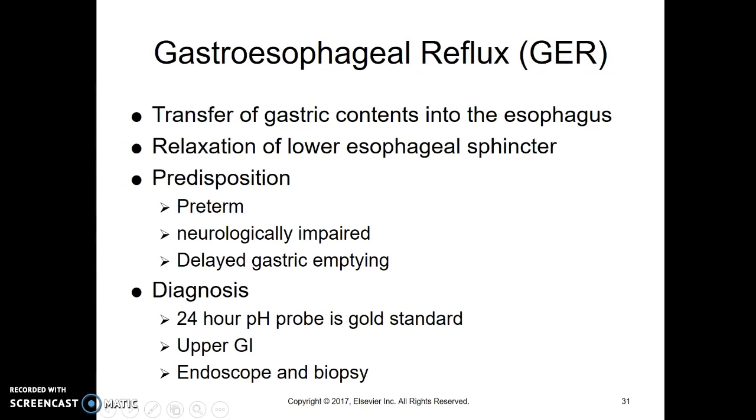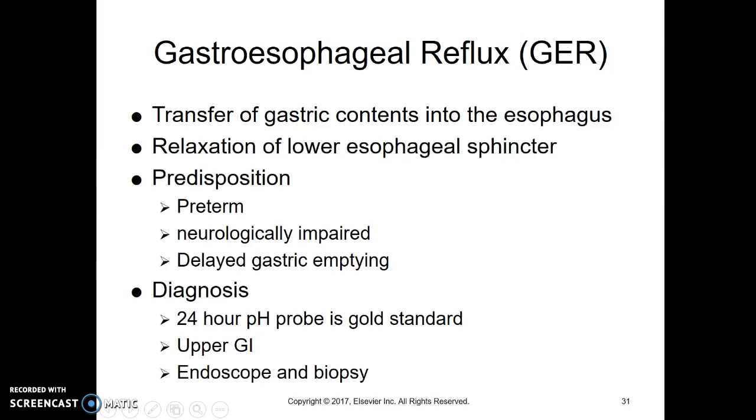So it means we've got contents from the stomach coming up into the esophagus. And usually it's because that sphincter at the bottom of the esophagus is relaxed, it's loose. In infants, it usually is. Some parents will tell you, man, my baby spit up every time they ate. And as long as they're growing and doing fine, it's really not a problem. As they mature, that sphincter will get better control.